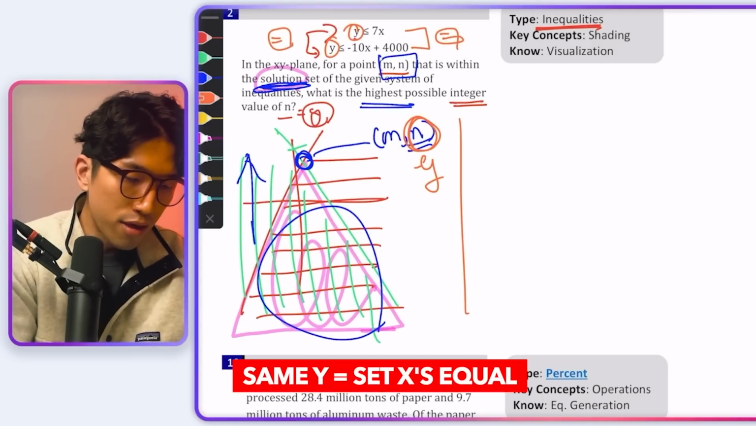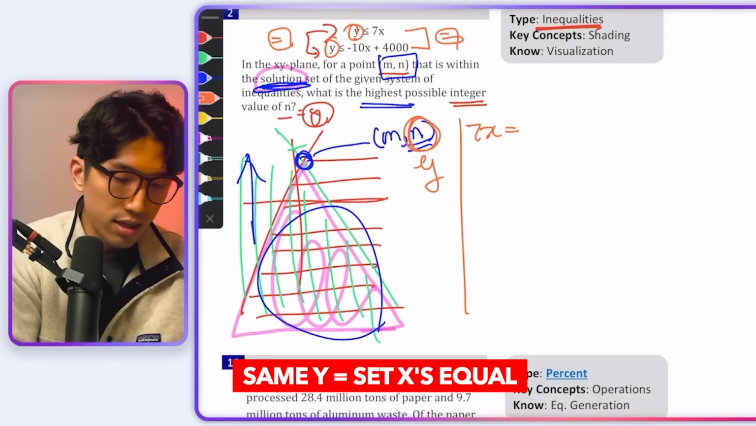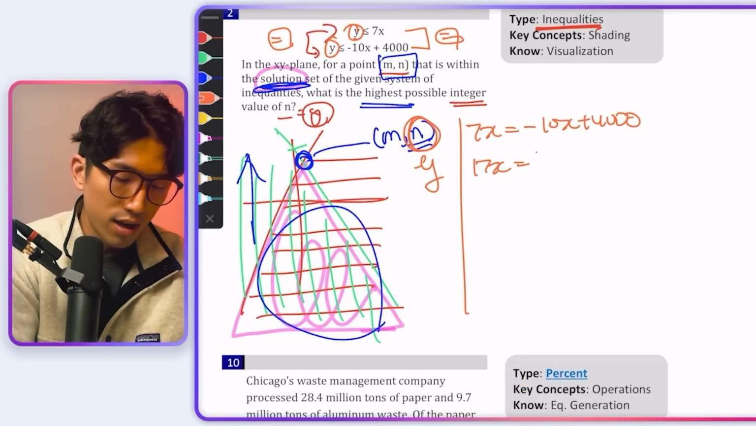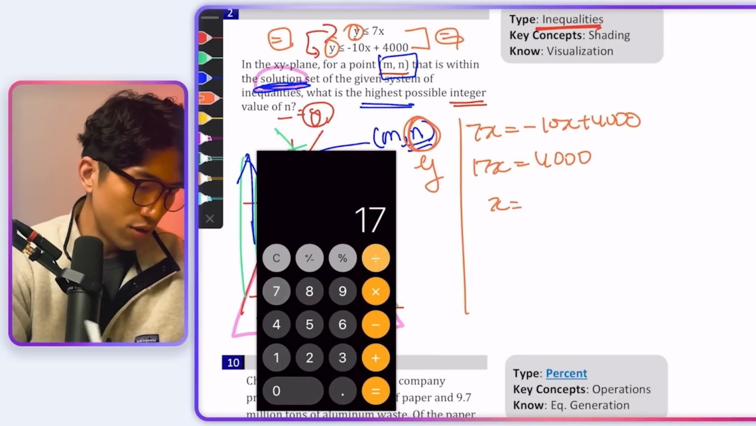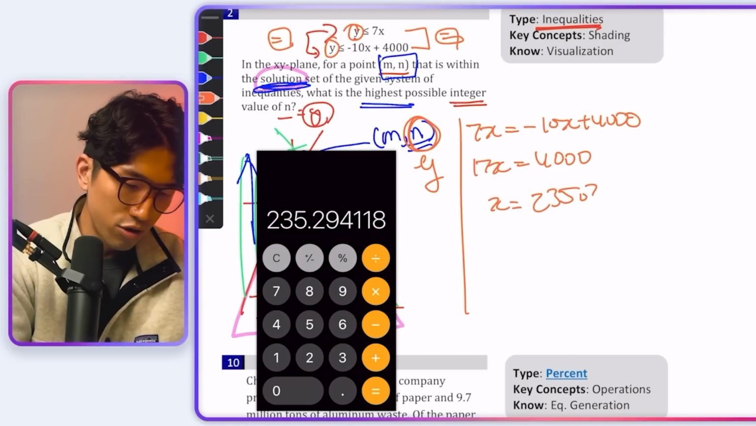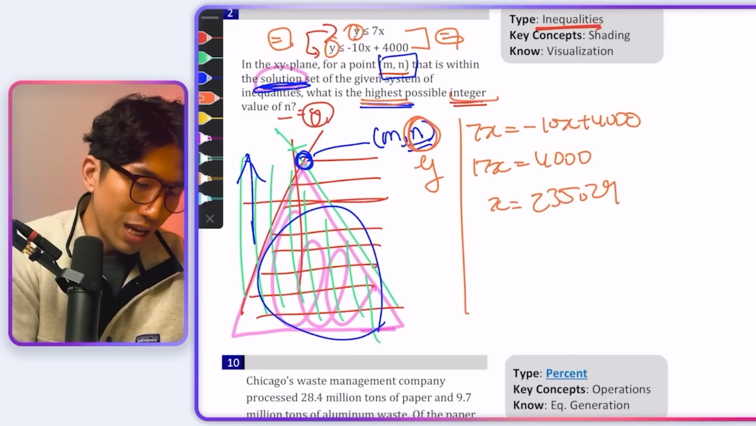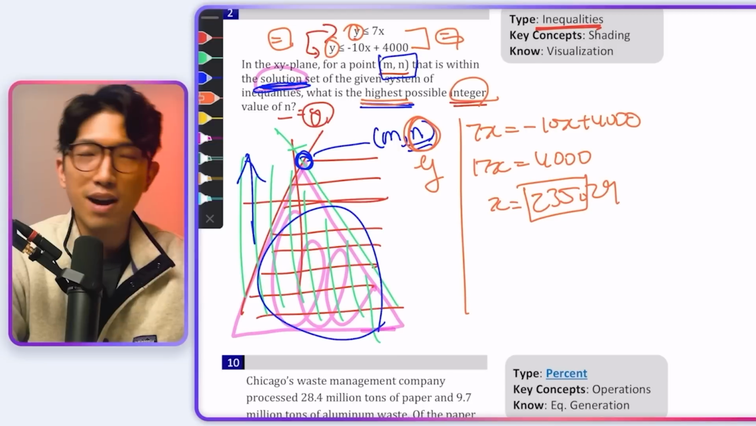So if we do the math, we're going to look something like 7x is equal to minus 10x plus 4,000. And if we do the math, 17x is 4,000 and x is equal to 4,000 divided by 17, which is going to be 235.29. So what's the highest possible integer value? It's going to be just 235. That's going to be our answer.